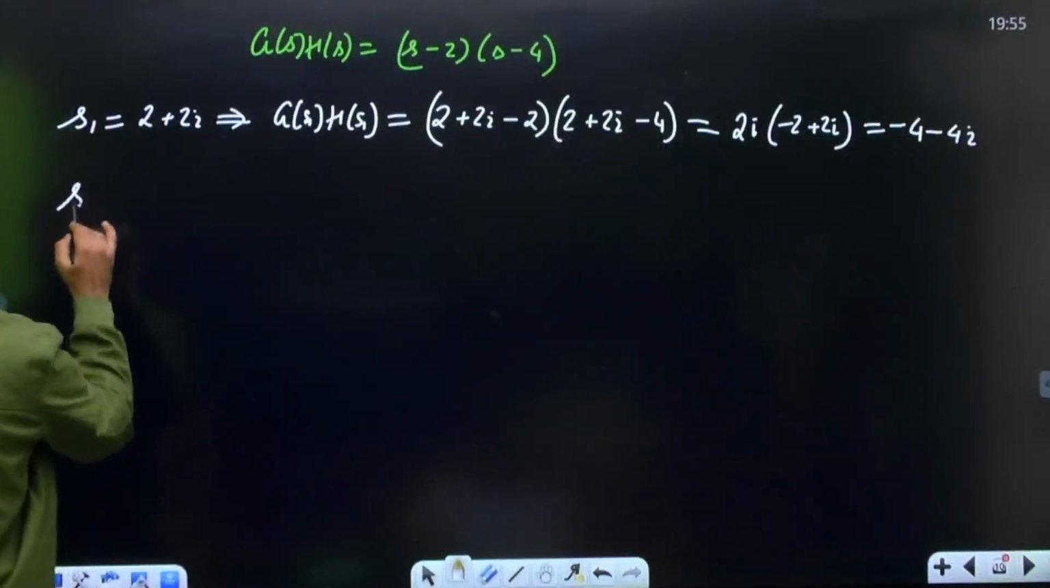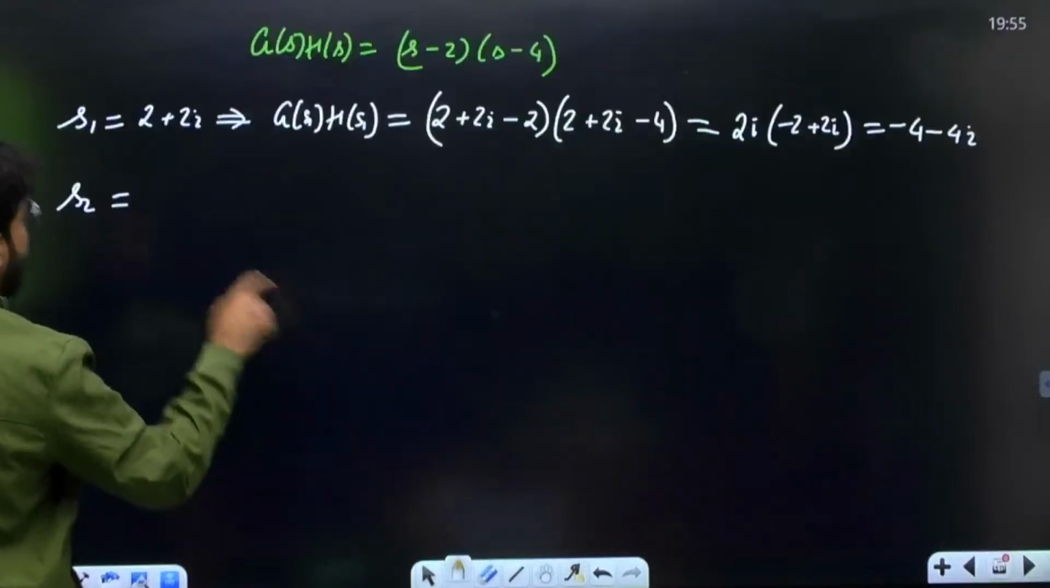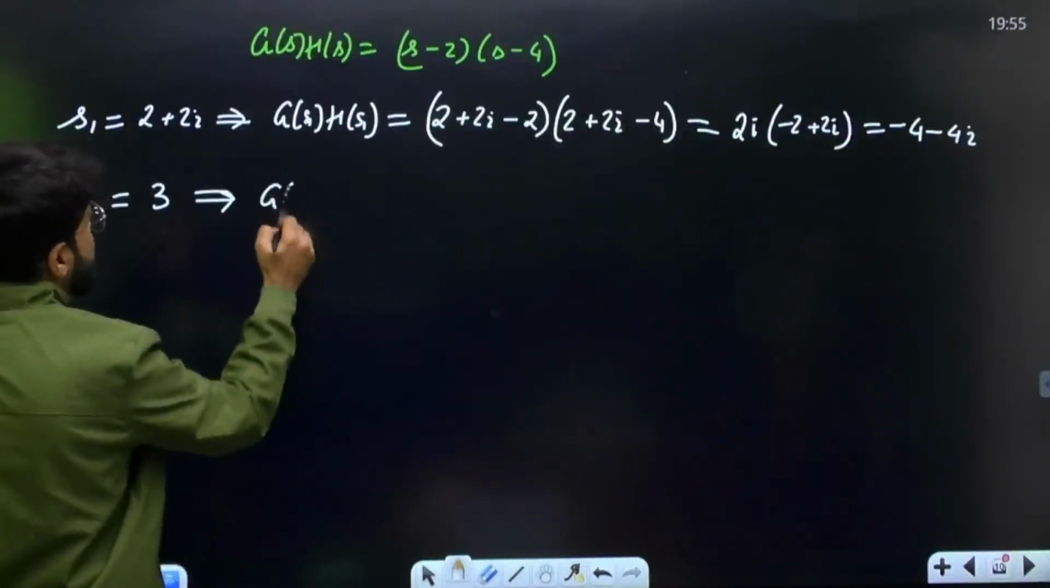Then what is the S2 value? Simple. S2 value is 3. S2 is 3. What is G(s2)H(s2)?